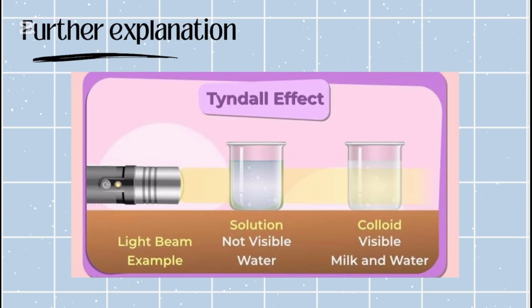The intensity of scattered light is affected by the density of colloidal particles and the frequency of incident light.